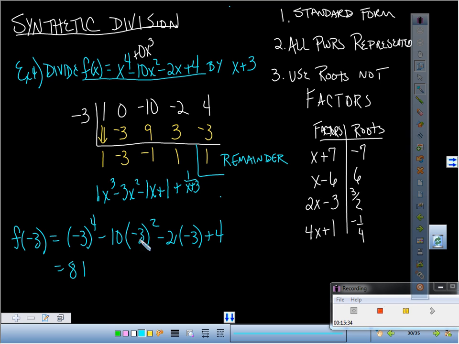All right, what's negative 3 squared? 9. What's 9 times negative 10? Negative 90. What's negative 2 times negative 3? Positive 6. And then plus 4. Okay, so let's see, what's 6 and 4? 10. What's 10 and 81? 91. What's 91 minus 90? 1. Hey, that's kind of weird, isn't it?